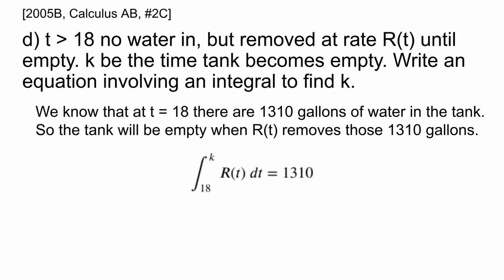So we really only need to integrate the R function. We're going to get the integral from 18 to K, whatever that value is, of R of t dt needs to equal 1,310. That's when R of t will remove all of the water in the tank at t equals 18. And since we don't have to actually evaluate this or solve for K, this is the answer that we should provide.